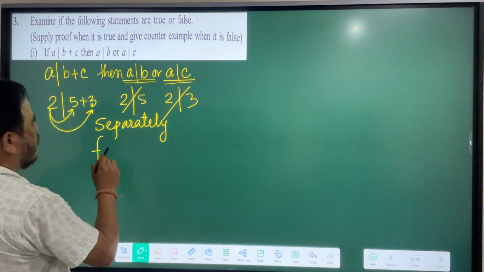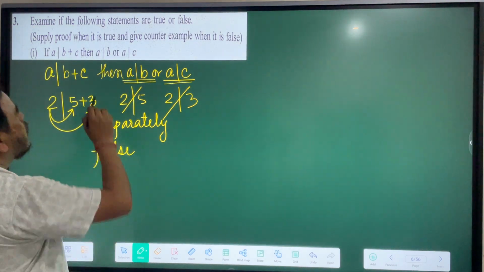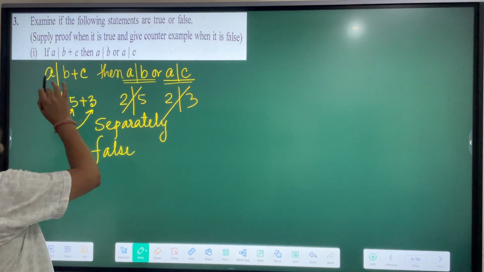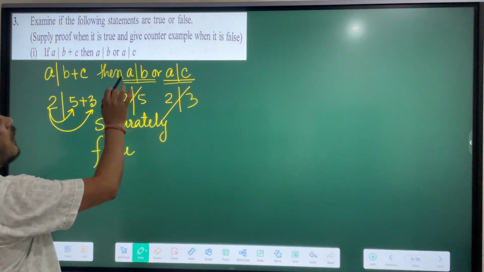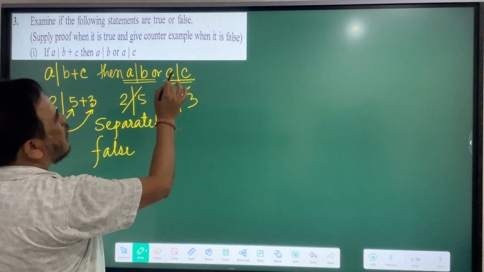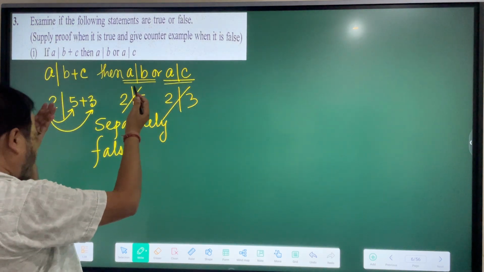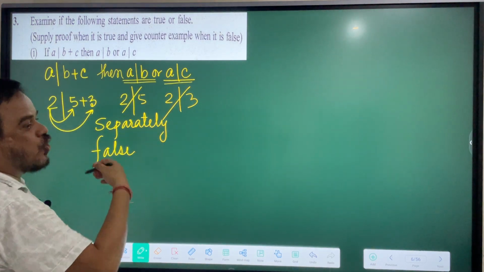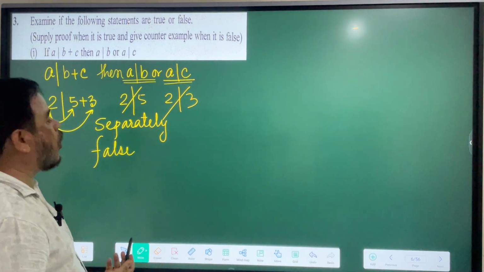So it is false. This is false. If a divides b plus c, a will never divide b, a will never divide c. It may not be never, sometimes it may be, but it is false. It is not always true.